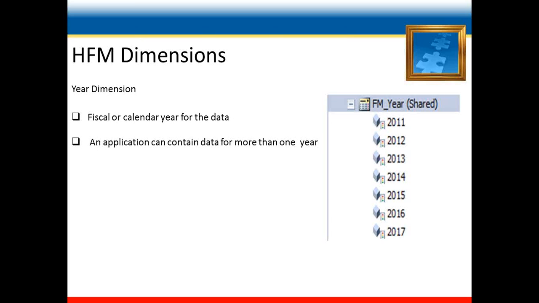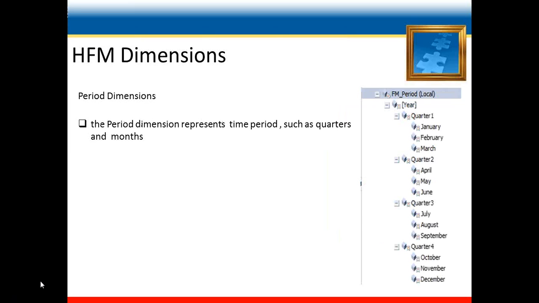Now the next dimension is year dimension. The year dimension represents the fiscal or calendar year for the data. An application can contain data for more than 1 year. You specify a year range when you create the application and select a year from year dimension to process data. The period dimension represents time period such as quarter and month.